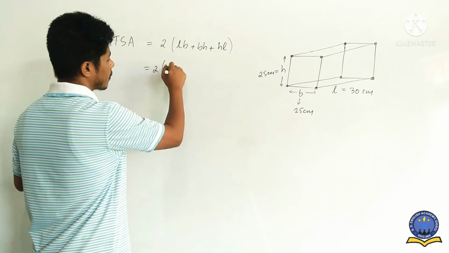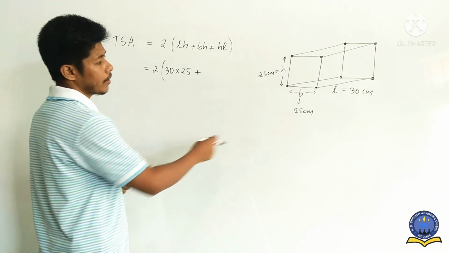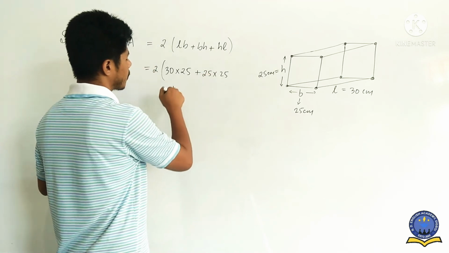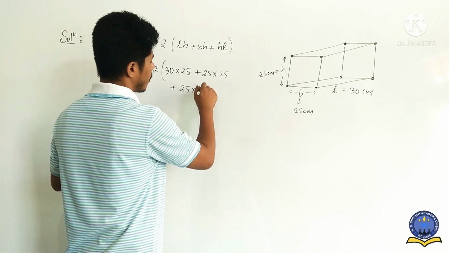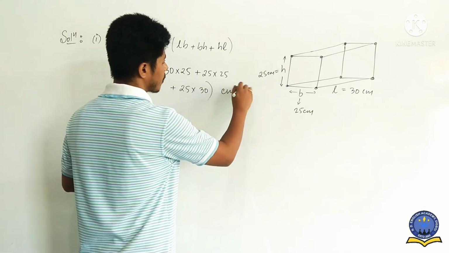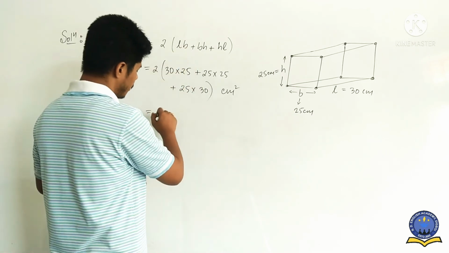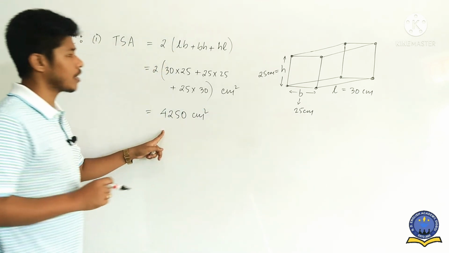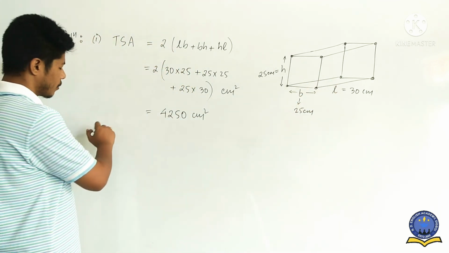If we apply the values, length means 30, so we write 30 into breadth 25, plus the second one, breadth times height, 25 into 25, plus the third one, height times length, 25 into 30, centimeter into centimeter, that means centimeter square. After calculating the whole result, we get 4250 centimeter square. This is the total area of the glass. Is it clear? So finally our conclusion is what?